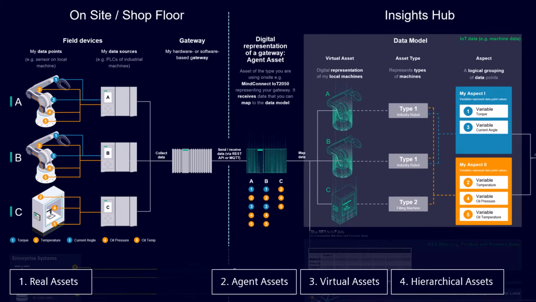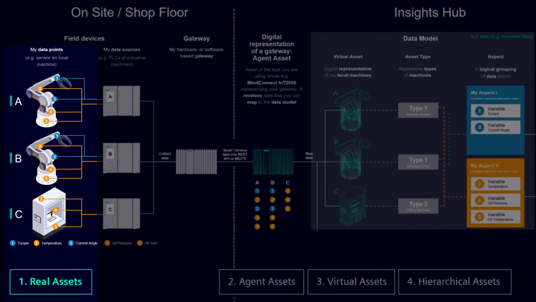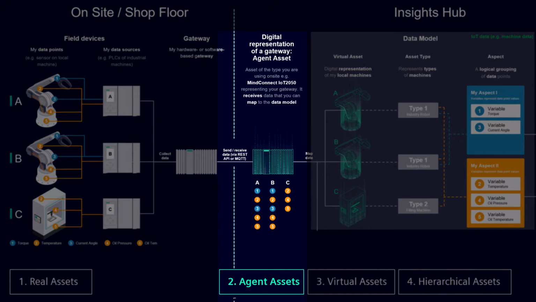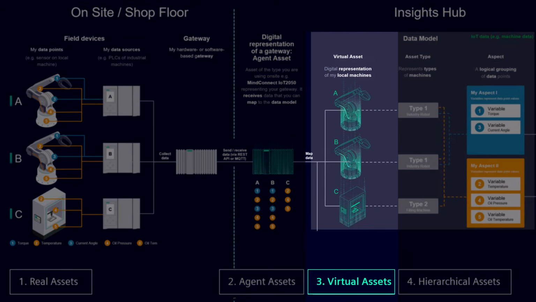Starting from the left, which depicts your physical setup, shows all your real assets on site. For example, a multi-axis robot, a process line, and so on. Next is the agent asset. It represents the gateway you use to ingest data from your on-site setup into Insights Hub. The agent asset then passes all data collected to the virtual asset. It is a digital representation of your real physical asset on site.